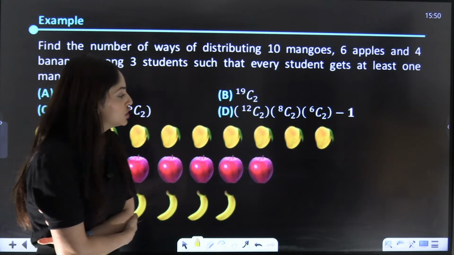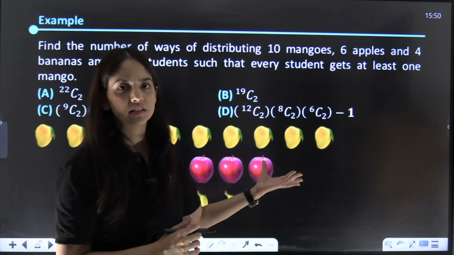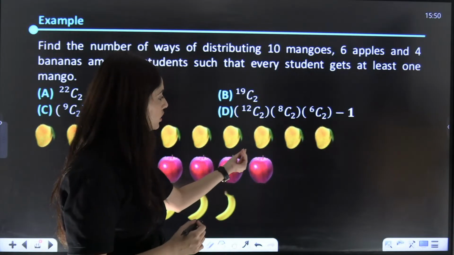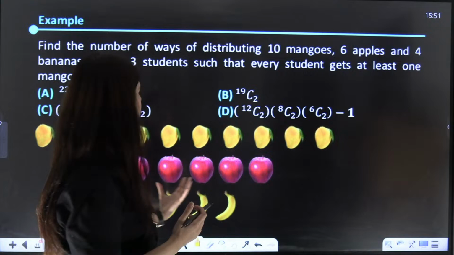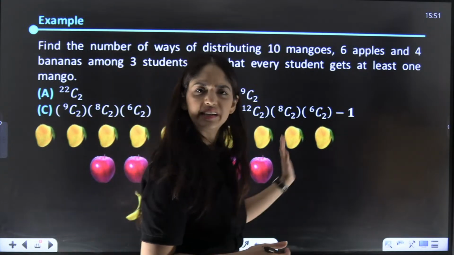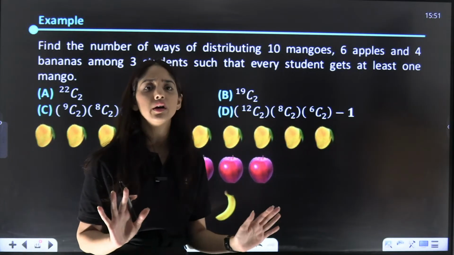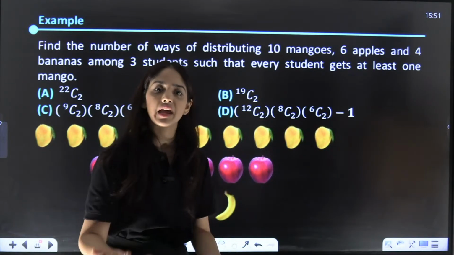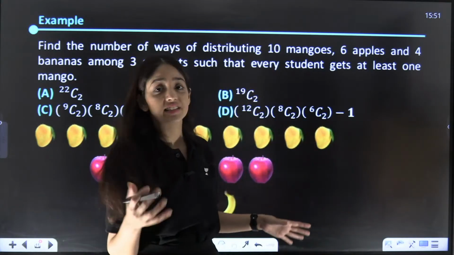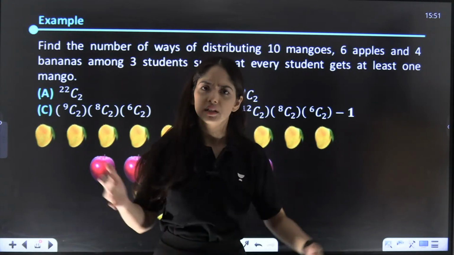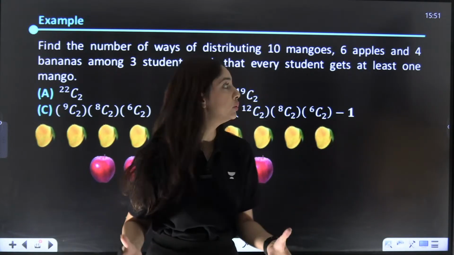Now, coming back to the question, C is correct. Okay. So, how do we do this? It's a similar problem. We have to distribute 10 mangoes. We have to distribute 6 apples. We have to distribute 4 bananas. They're not related, they're independent. We first distribute the 10 mangoes and then it doesn't matter who got how many mangoes. We start again and see how many possibilities for distributing these 6 apples. And again, start again. We don't care what any student has got, we'll see how many possibilities for distributing 4 bananas.